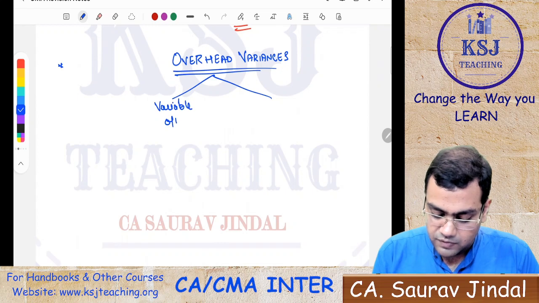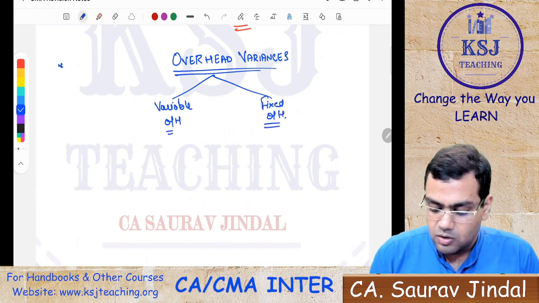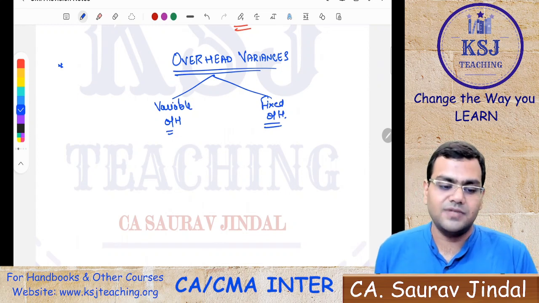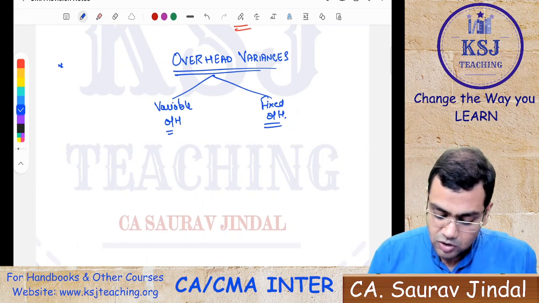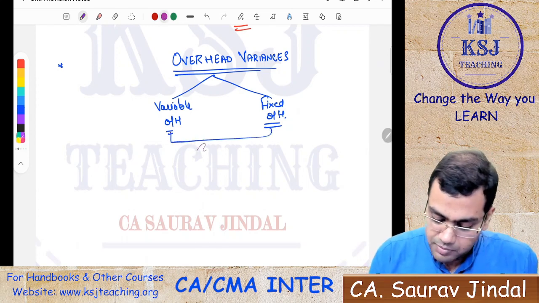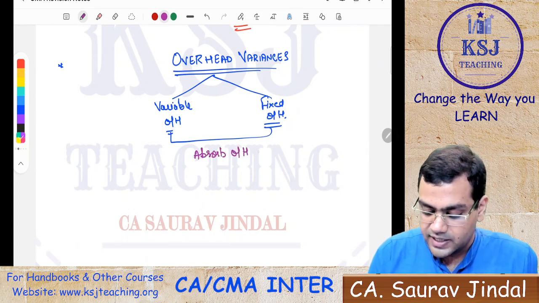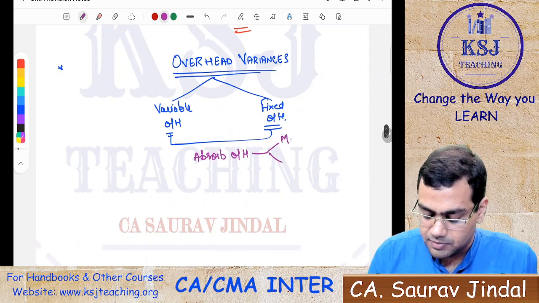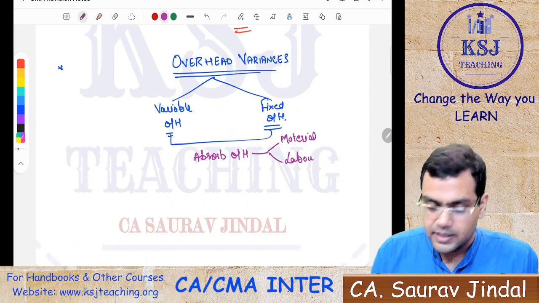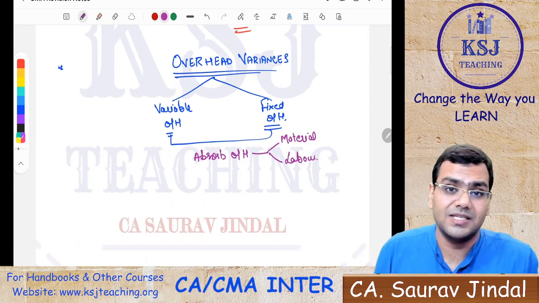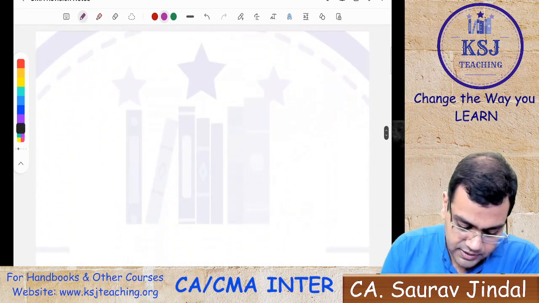One is variable overhead and another is fixed overhead. Now, how to deal with the overheads? In the chapter on overheads we studied that we absorb overheads. Here also we are going to absorb overheads. We can absorb them on two things: material cost or labor cost. There is no other thing on which we can absorb them as per standard costing. Clear? So first we are going to discuss the variable overheads.